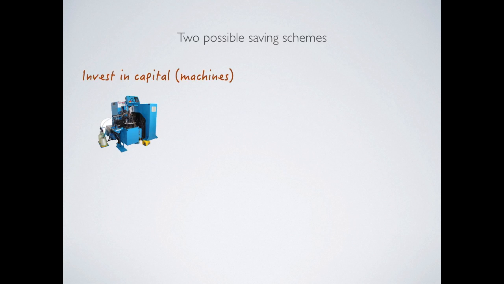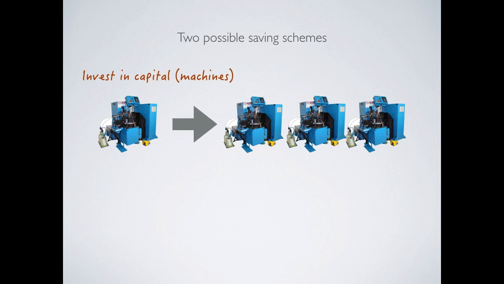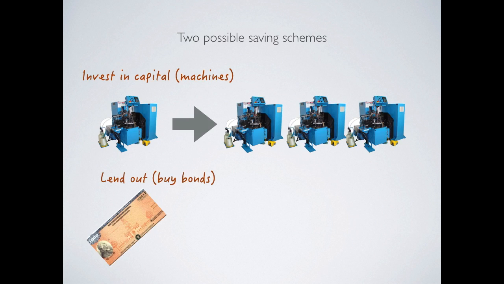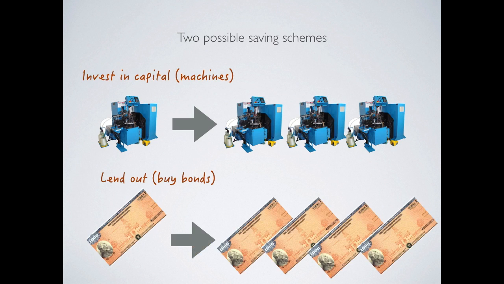We assume that there are 2 possible saving schemes. One is through investment in capital, which means buying more machines. If you buy more machines, the number of machines you hold will increase. The other investing or saving scheme would be lending out your money, which means buying bonds. If you buy more bonds, then at the end you have more bonds that can generate interest for you.